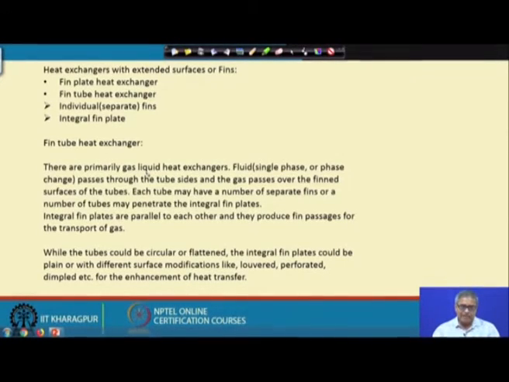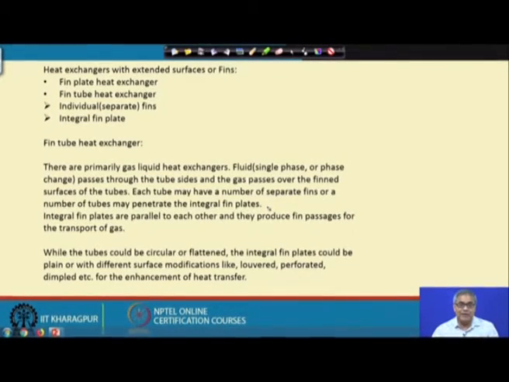These are primarily gas liquid heat exchangers, this fin tube heat exchanger. Fluid, either single phase or phase change, passes through the tube side and the gas passes over the fin surface. So, basically we will have a tube, and on the tube we will have fins, and inside the tube there will be passage of either liquid or a liquid vapor mixture, and on the outer side of the tube, which has fins, there will be passage of gas. Each tube may have a number of separate fins, or a number of tubes may penetrate the integral fin plates.